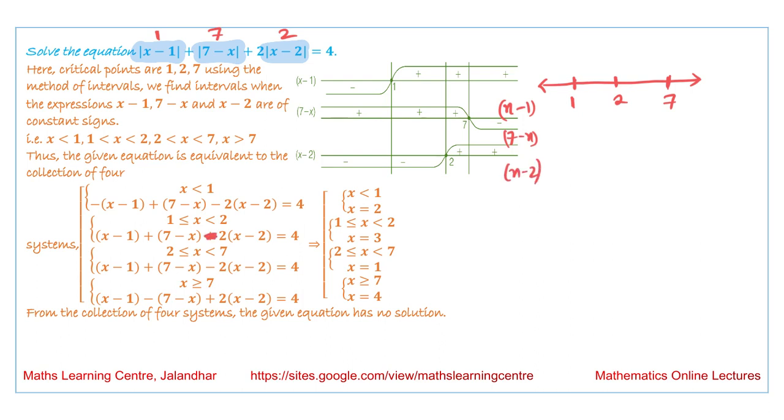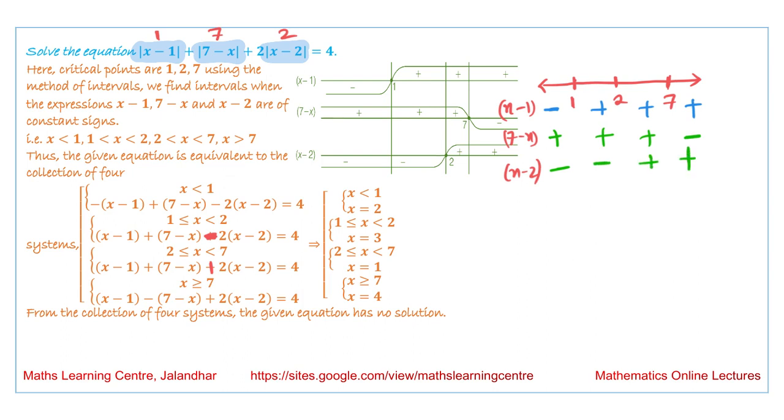If we consider these functions in these regions, what we can see is that x minus 1 is negative in this region, and in the rest of these three regions it is positive. When we talk about 7 minus x, it is negative over here, and for all the other regions it is positive. And x minus 2 is negative for these regions and positive for these regions.